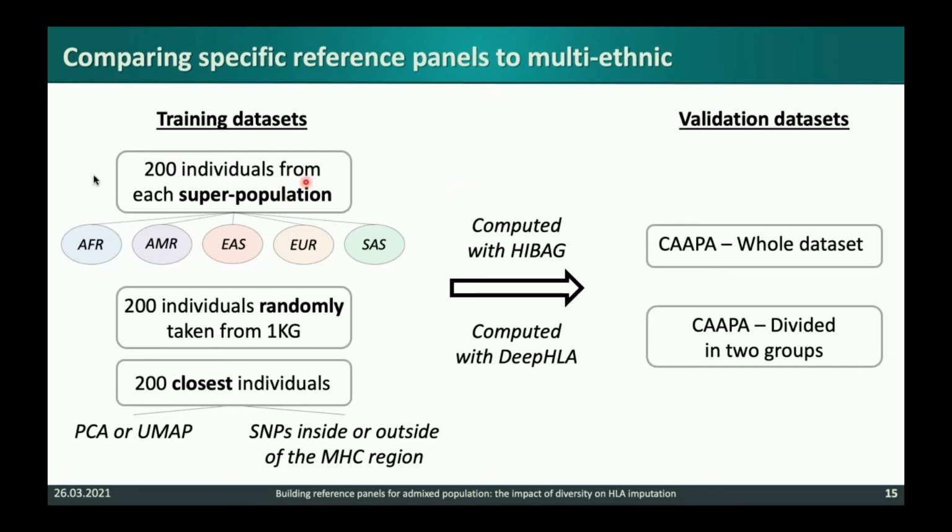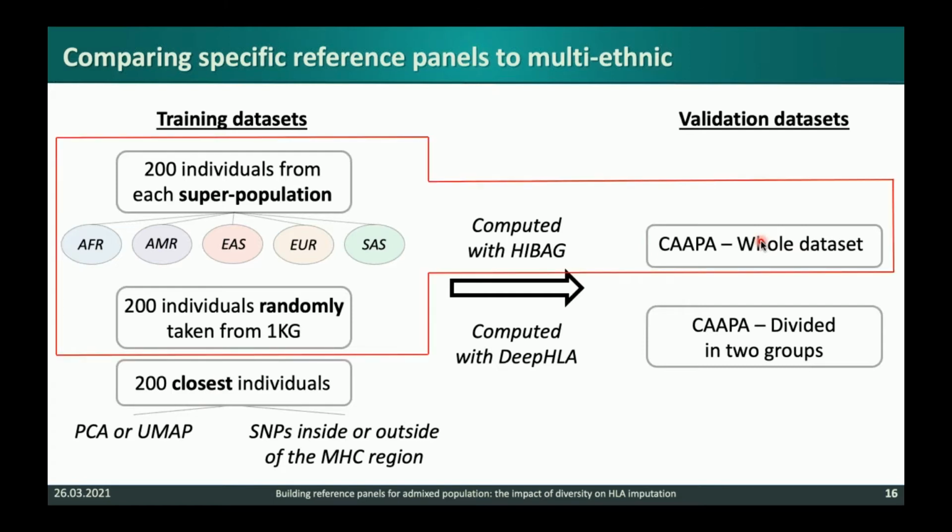So from the 1000 Genomes, we create models from 200 individuals picked from one of these superpopulations, and we compare them among themselves, but also against 200 individuals from the whole 1000 Genomes dataset chosen randomly, to see if multi-ethnicity is better than using a specific population with a label. Then we also compare this to 200 individuals not chosen because of a label like African, American, or East Asian, but because they are genetically closer, shown by PCA or UMAP. We use the two techniques. And then we see if we impute the kappa data correctly.